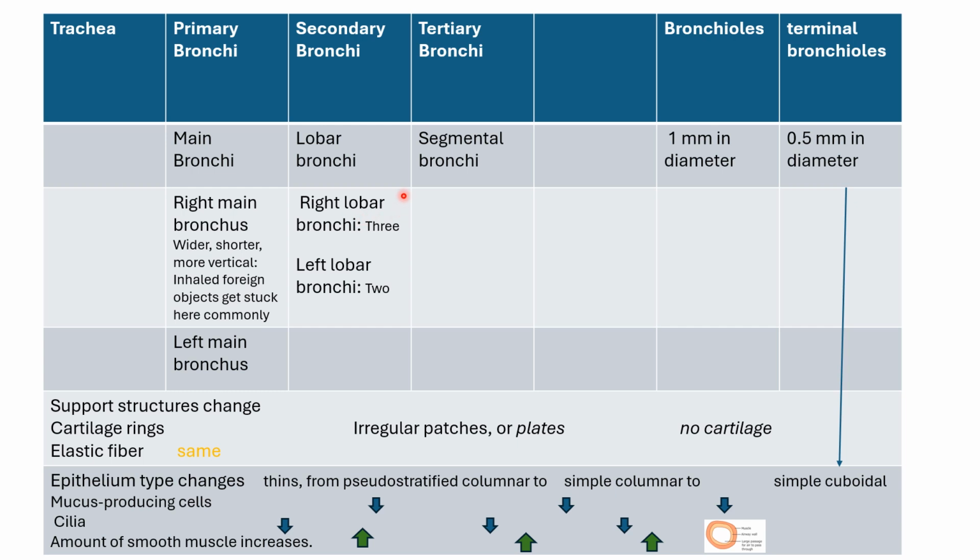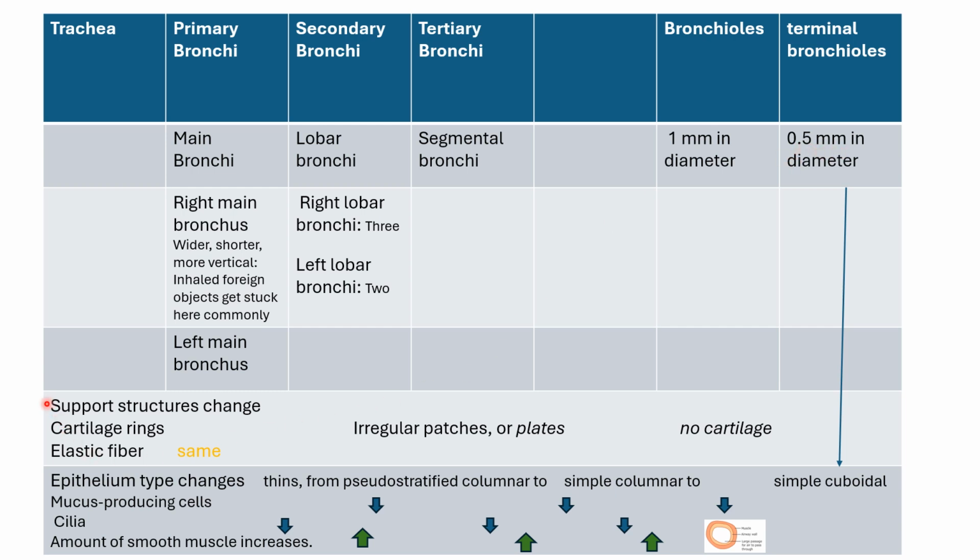For the right lobar bronchi, we have three, because each lobar bronchus goes to one lobe of the lung. And on the left we have two lobar bronchi. Then these secondary bronchi divide into tertiary bronchi. Tertiary bronchi are also known as segmental bronchi. Then they keep on dividing till they become bronchioles. When the diameter is 1 millimeter, we say that these are bronchioles. And then these bronchioles keep on becoming shorter till the terminal bronchiole stage is reached. A terminal bronchiole has a diameter of 0.5 millimeter.